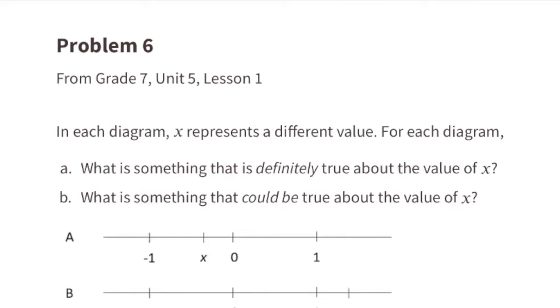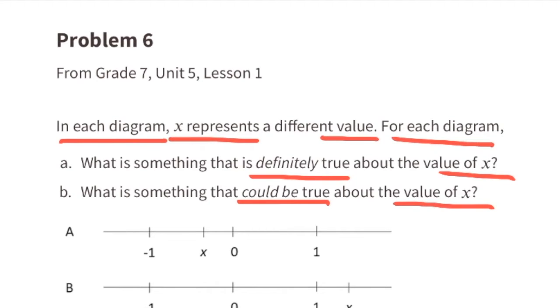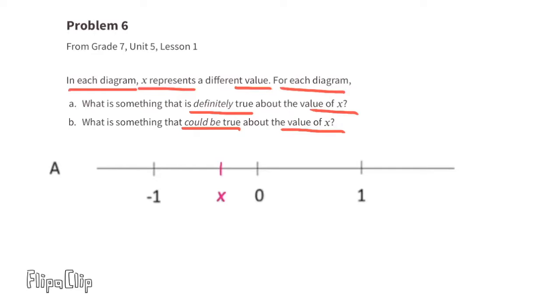Problem number 6 from 7th grade, Unit 5, Lesson 1. In each diagram, x represents a different value. For each diagram, A, what is something that is definitely true about the value of x, and B, what is something that could be true about the value of x. Diagram A has the x marked to the left of 0 on the number line. That means that x must be negative. What is something that could be true?